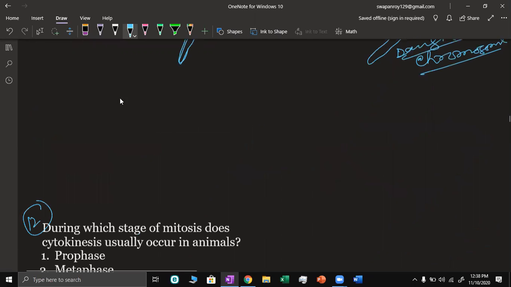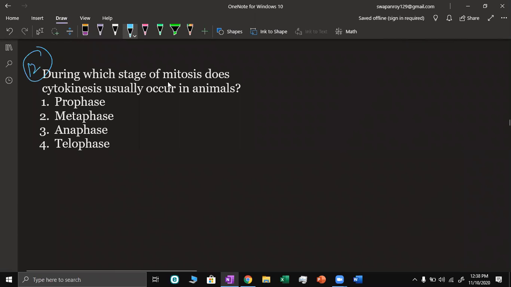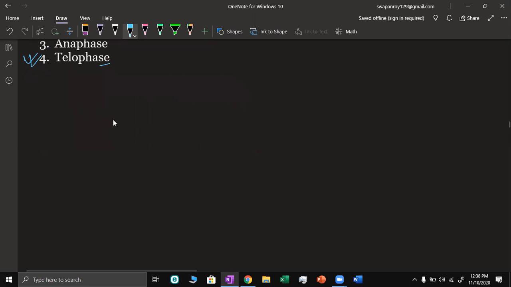Next question: during which stage of mitosis does cytokinesis usually occur in animals? Which stage of mitosis? This is telophase. But the process of cytokinesis starts towards the late anaphase, and in telophase, it is completed.